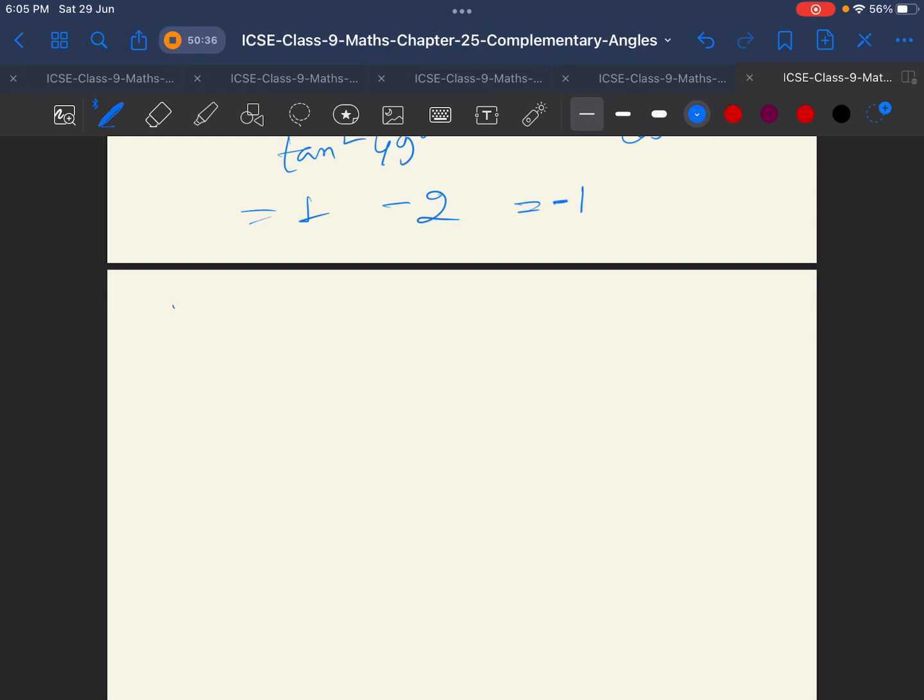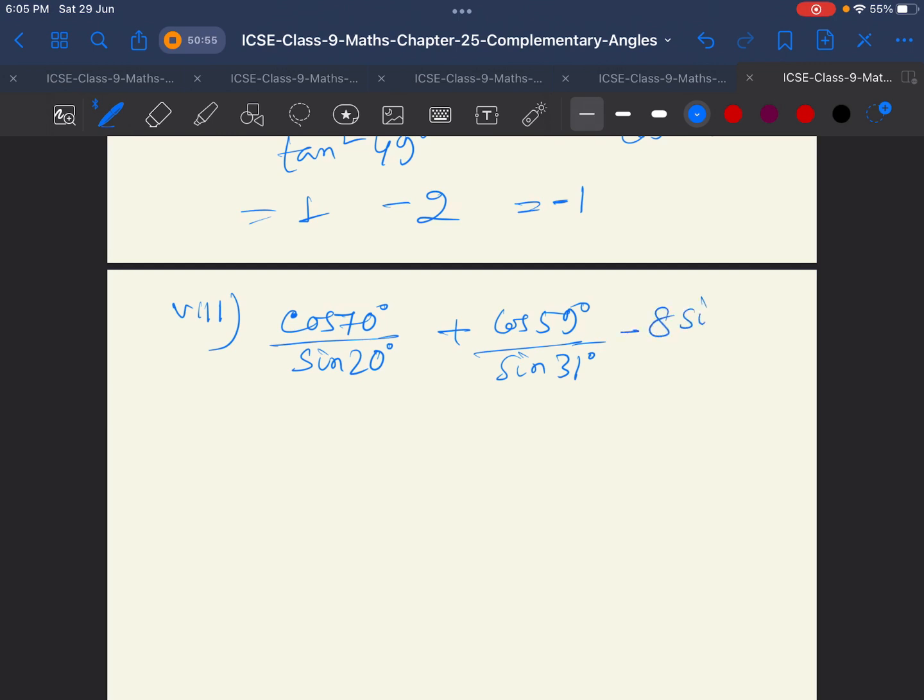7 is completed. Now question number 8. Cos of 70 by sine of 20 degree plus cos of 59 degree by sine of 31 degree minus 8 sine square 30 degree.